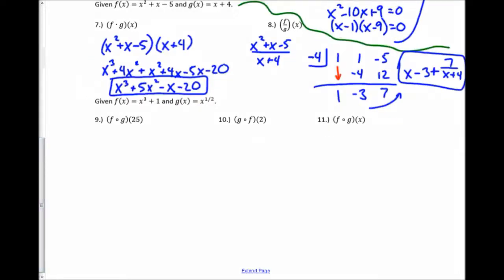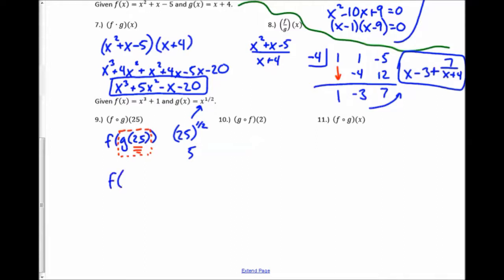Number 9, we're asked for the composition here. This is like saying f of g of 25. And really this is just a chain reaction of substitutions here. So I'm going to plug the 25 into the g function right here. So that's to the 1/2 power, and 25 to the 1/2 power is a 5.